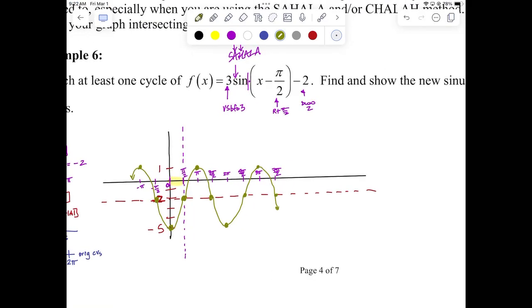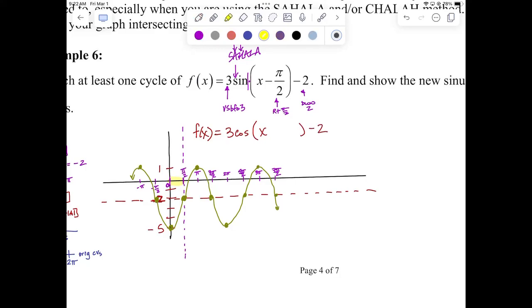Let's go ahead and write an equation now in terms of cosine. Okay? Let's write an equivalent equation in terms of cosine. The amplitude is still going to be 3. That's still the wave height. Instead of sine, it's going to be cosine. The b value is still going to be 1 because that affects the period. The period doesn't change. The only change is the phase shift. It's still down 2. The only change when you change it to cosine is the phase shift.